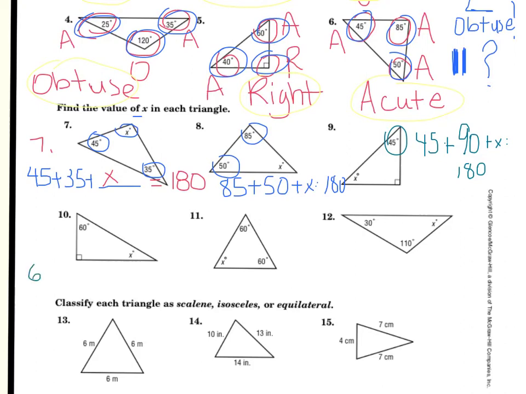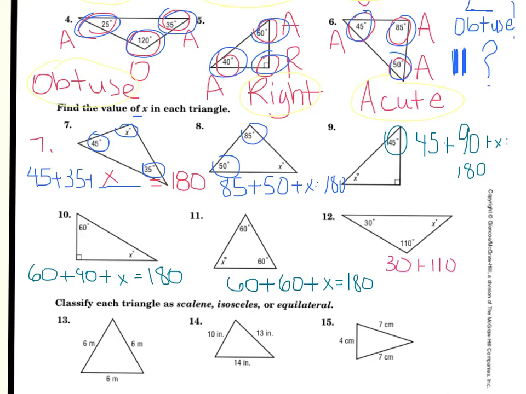Number 10, 60 plus 90 plus whatever X is equals 180. Number 11, 60 plus 60 plus X equals 180. And then up here at the top, 30 plus 110 plus X equals 180. Okay, you need those in your Cornell notes because I'm going to show you how to solve them.